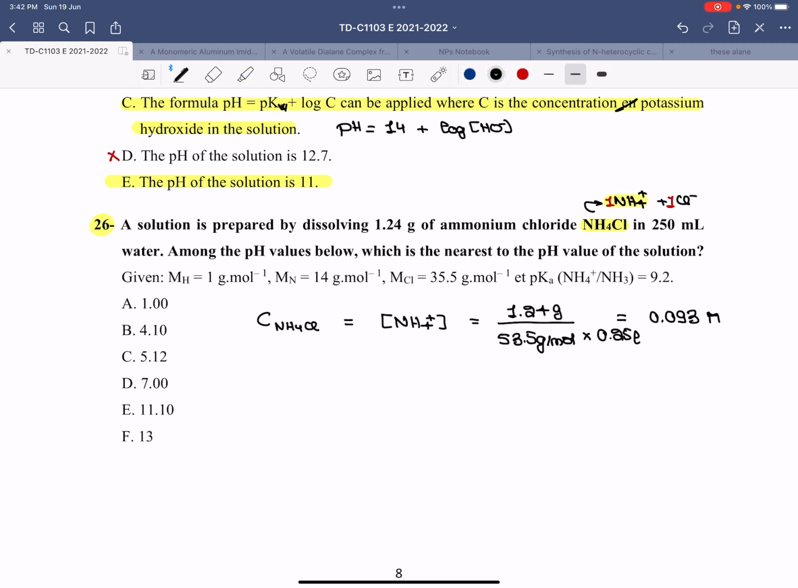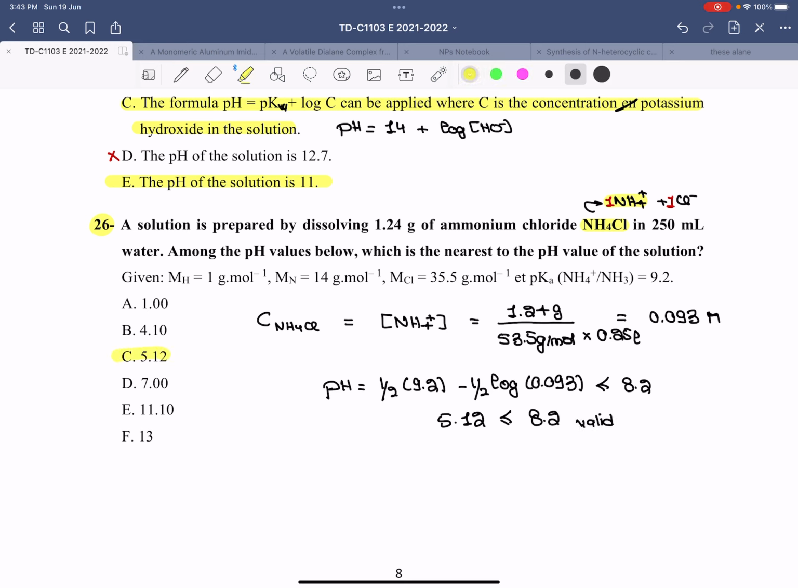NH4 plus is a weak acid. You start by applying the validity of the weak acid. First validity: pH is equal to half pKa, so that's half 9.2, minus half log C, so that's basically 0.093. Okay, is it less or equal than pKa, which is 9.2 minus 1, so that's 8.2? Calculate this, you get a value of 5.12, less or equal than 8.2, valid. Then your answer is 5.12.